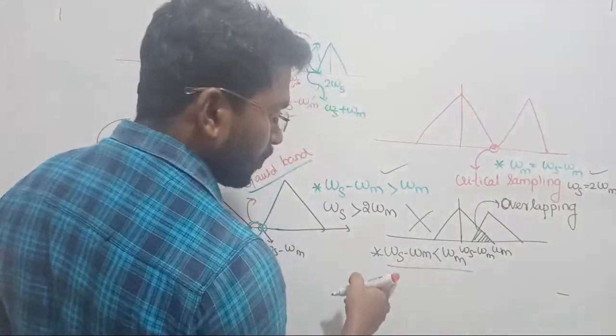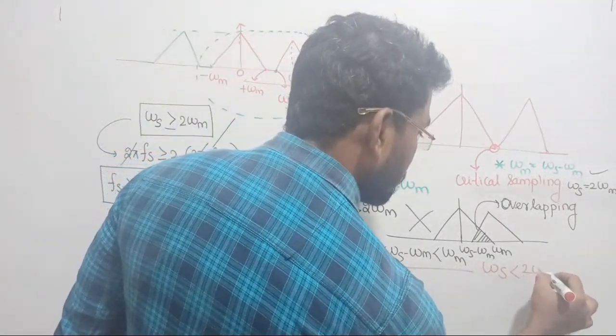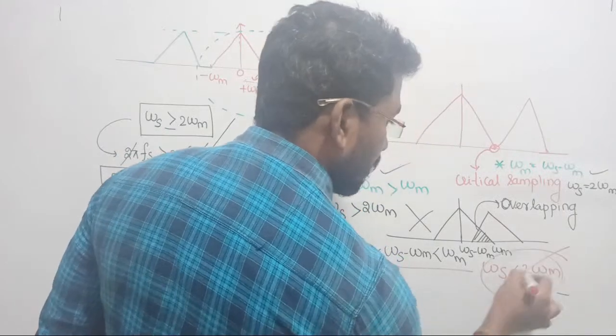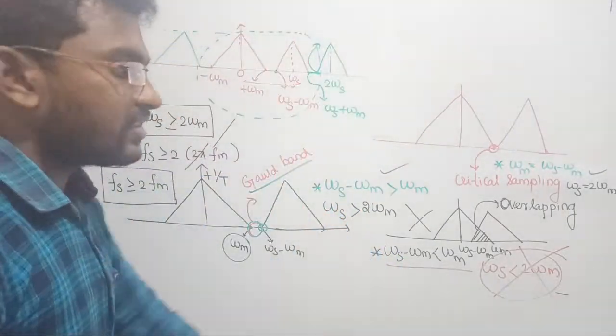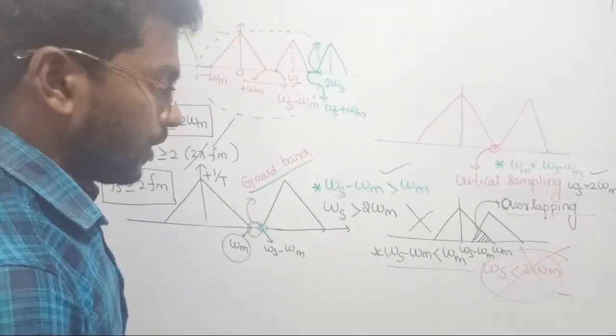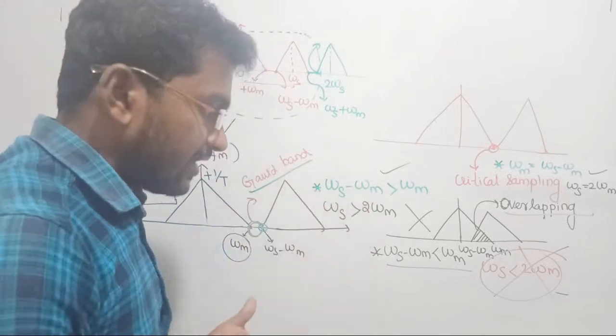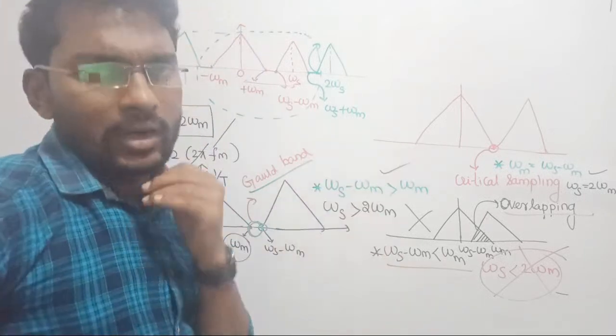இப்போ இத ரெடியூஸ் பண்ணுங்க. If you are reducing this one here, what you are getting, omega s is less than twice of omega m. So அந்த condition வர மாதிரி நீங்க டிசைன் பண்ண கூடாது. If you are designing like that, then you have a problem that is called overlapping, right? Okay, let us discuss about aliasing. In the next step it is called aliasing. Sir, what do you mean by aliasing?